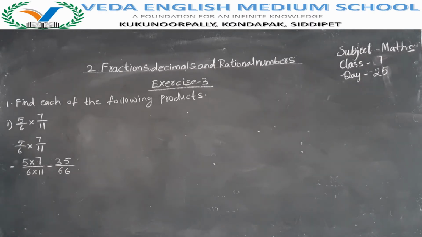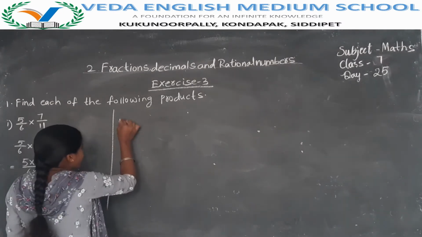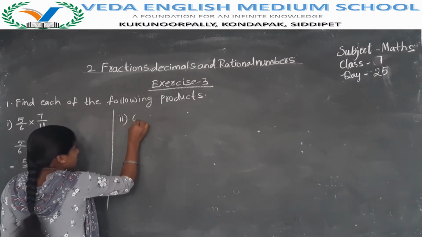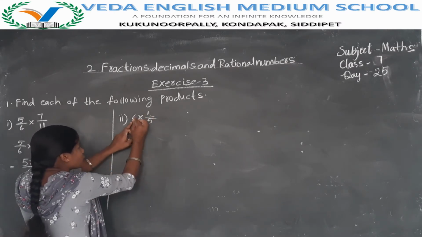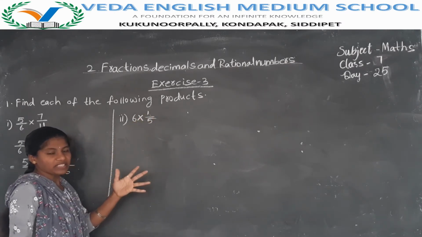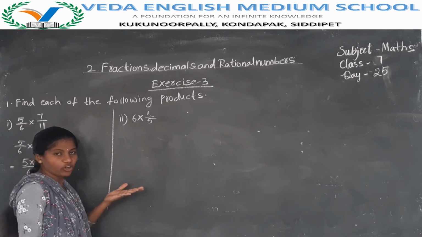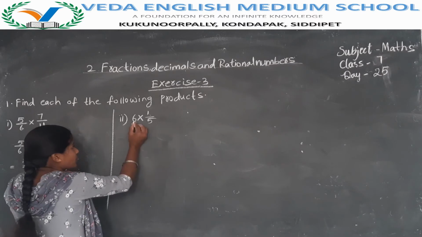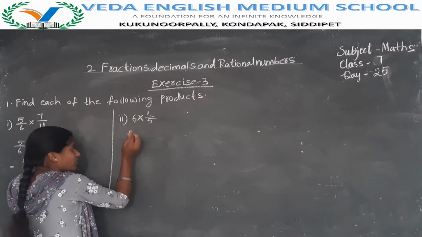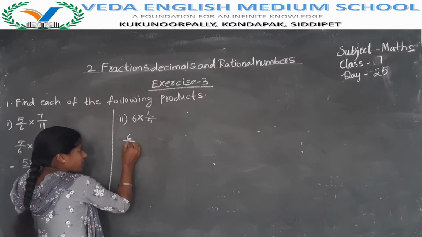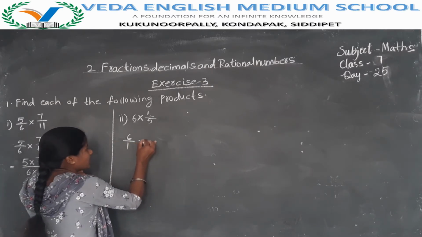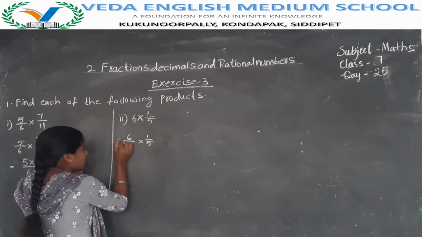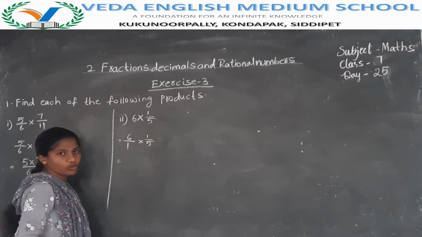Next, the second question is 6 into 1 by 5. Here this 6 is a numerator. Already in our previous classes we have learned that if you don't have any denominator, then you have to take the denominator as 1. So in the place of the denominator we have to take 1. Solution: 6 by 1. We can consider 6 by 1 is 6 only. So 6 by 1 into 1 by 5 is equal to. Here also there is no more possibility to cut.